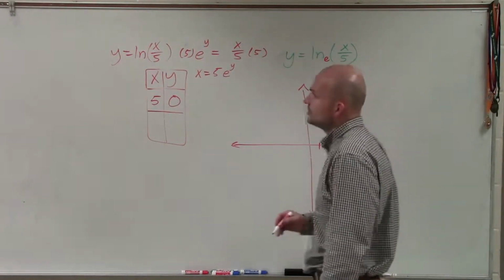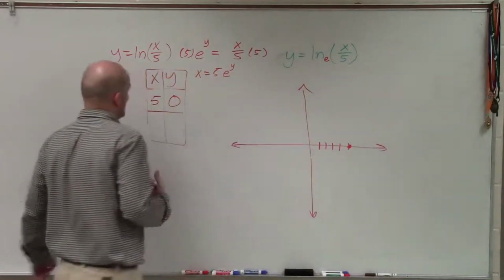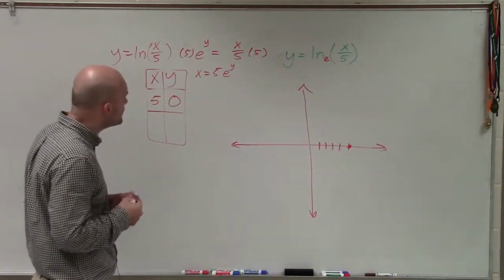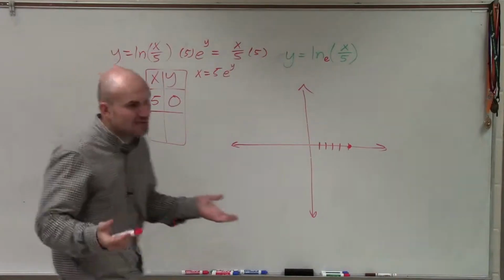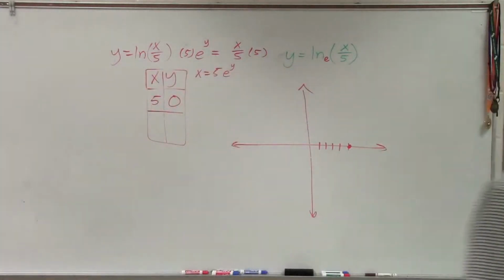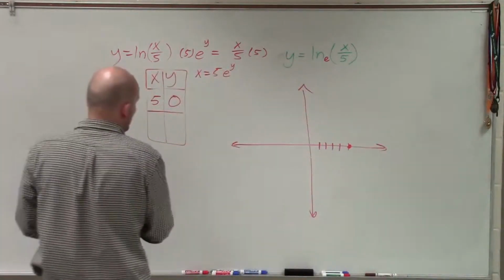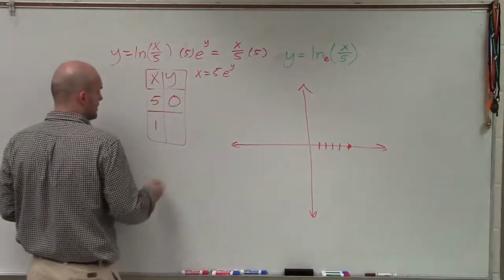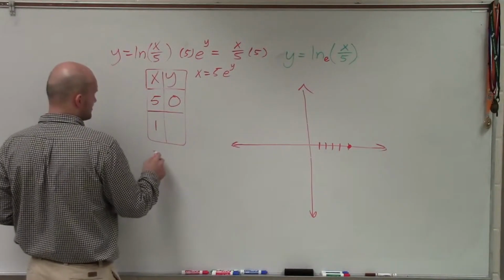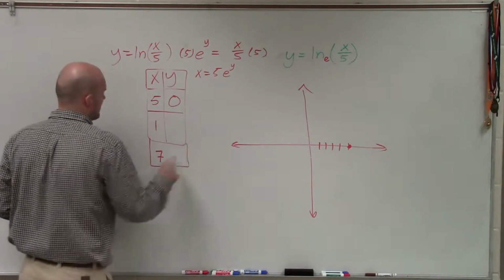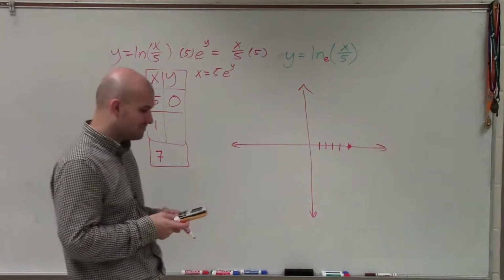But now I need to determine what other points I can use. You can just pick any real point that you want to. We don't need to get crazy, and you can just plug it into the equation. Let's just try x equals 1, and how about we try when x equals 7? Again, we're just going to be approximating these points in my equation.